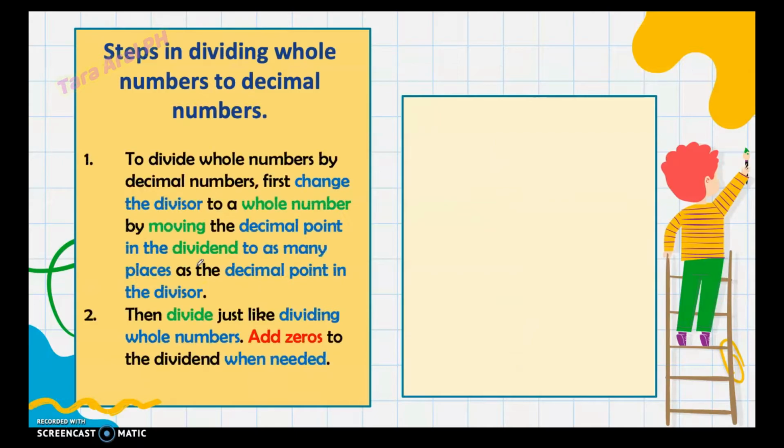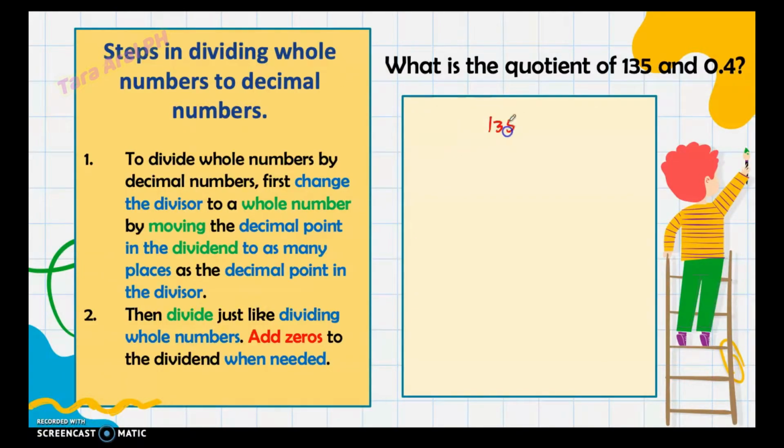Next, what if the given question is 135 divided by 0.4? So we have steps in dividing whole numbers by decimal numbers. First, to divide a whole number by a decimal number, change the divisor to a whole number by moving the decimal point, and move the decimal point in the dividend as many places as in the divisor. We have 135 divided by 0.4. We need to move this decimal point here to make it a whole number.